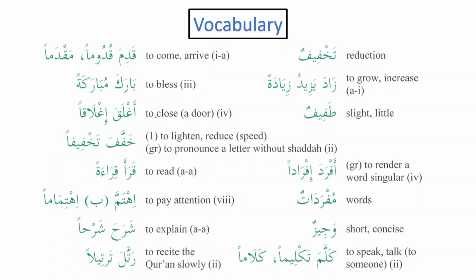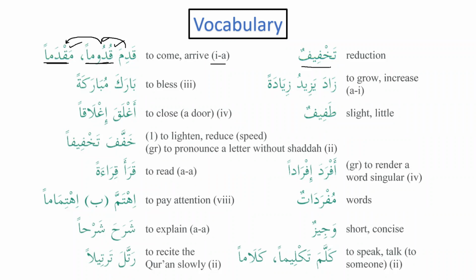So qadima, it is on the pattern of sami'a yasma'u, qadima yaqdamu, quduman wa maqdaman. So what is maqdaman basically? It's the masdar. Masdar mimi. Please be sure about it, because quduman is masdar as-sarih, right? And whenever after the verb you see a masdar, then that means that this is masdar al-mimi, because there is no other possibility of masdar coming after the verb. Either it will be masdar as-sarih or it will be masdar al-mimi, nothing else. So maqdaman is masdar al-mimi.